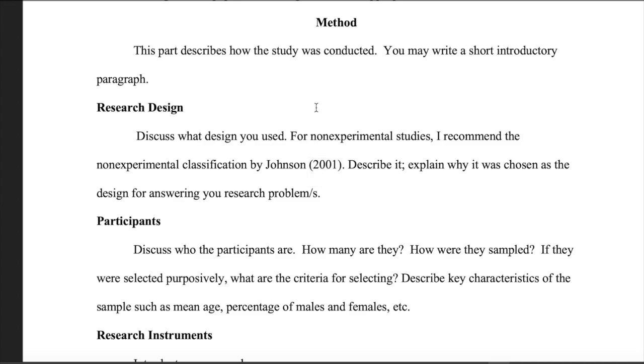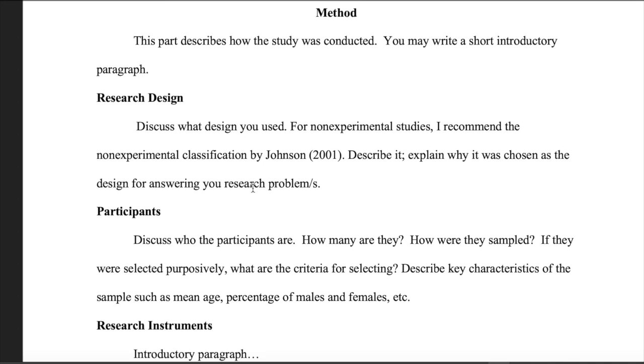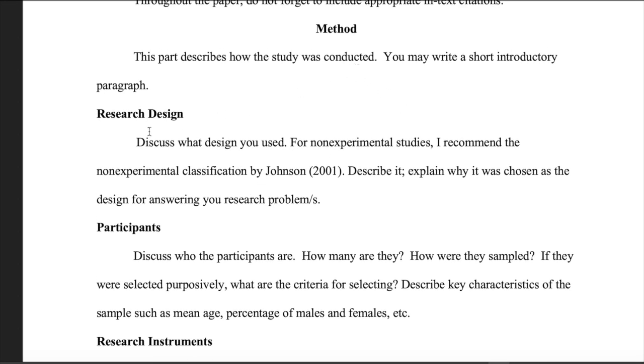Just tell the reader what they should expect in this section. In this part, you will discuss what your research design is. If it's an experiment, describe what that research design is, and explain why that research design is most appropriate for your study. If it is an experimental research design, some examples would be between subjects design, within subjects design, factorial design.